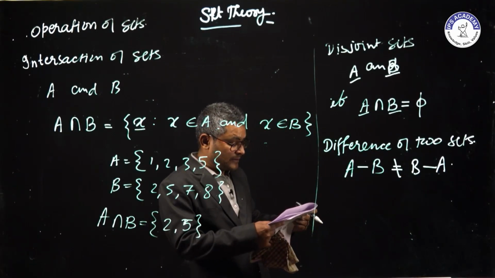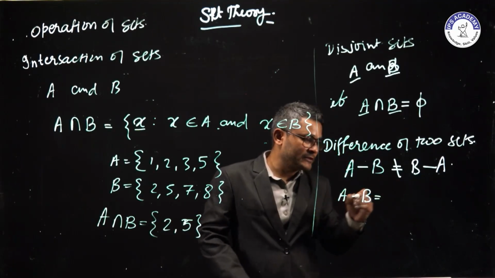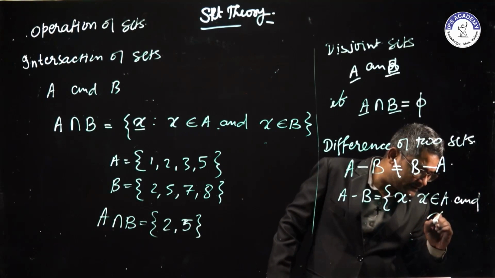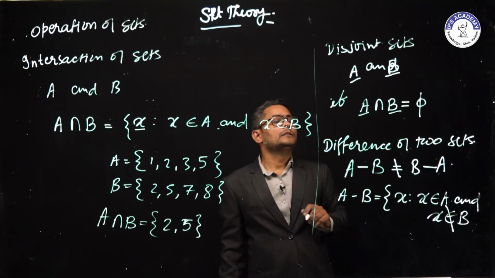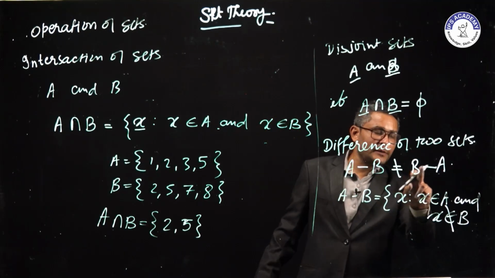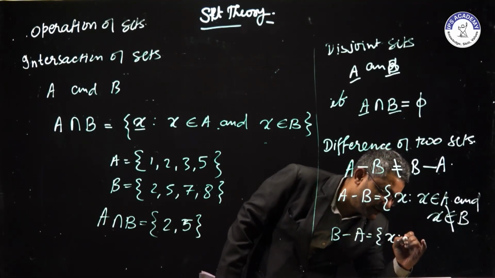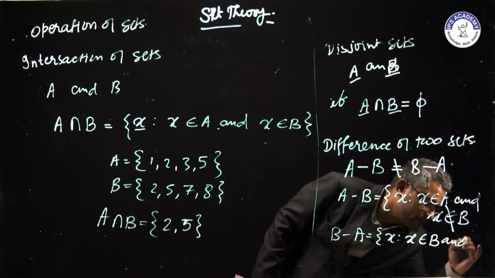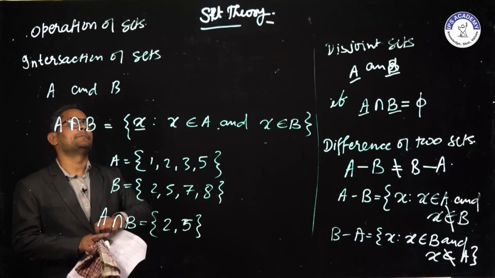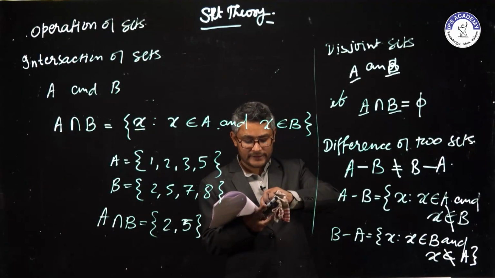So what is the difference? If you write A minus B or A difference B, it is the element x which is an element of A and x is not an element of B. Only those elements which are available in A but not in B are known as A difference B. If you write B difference A, it changes: x where x is an element of B and x is not an element of A is known as B difference A. Okay, so this is called the difference of sets.